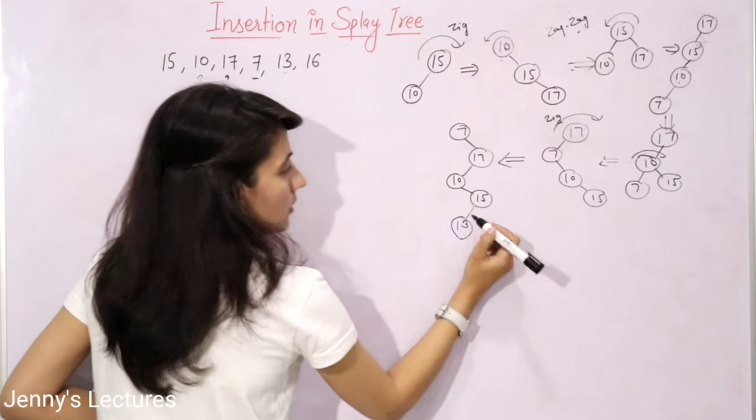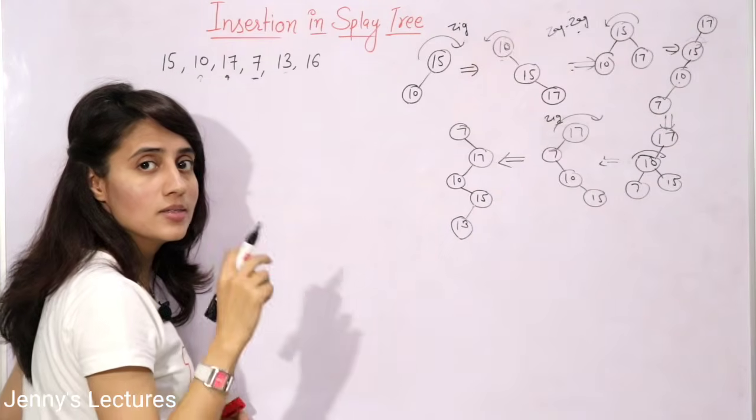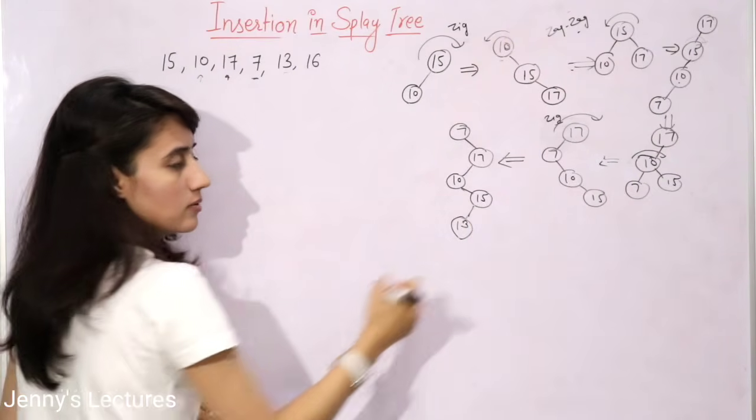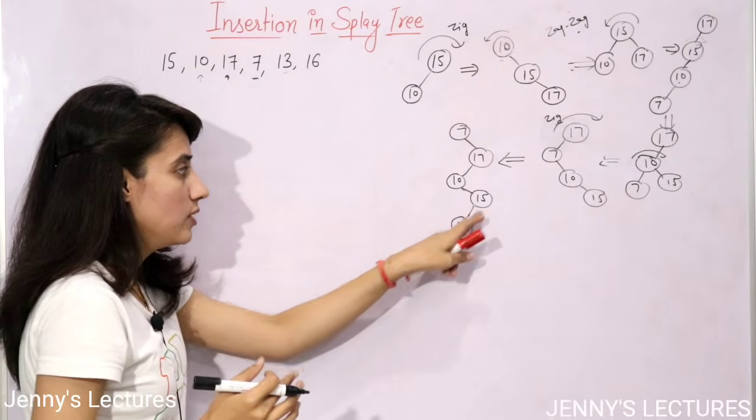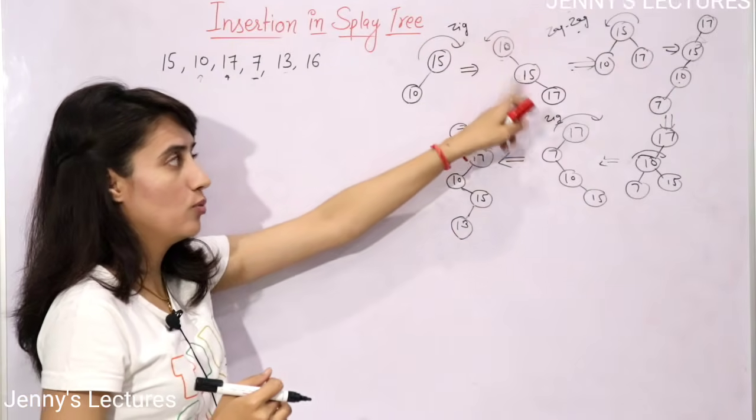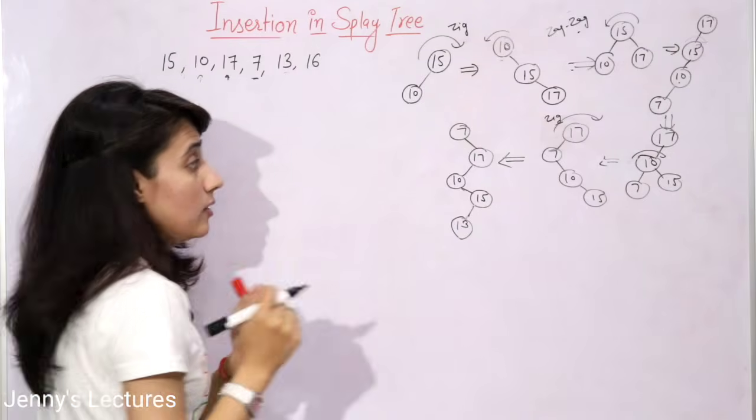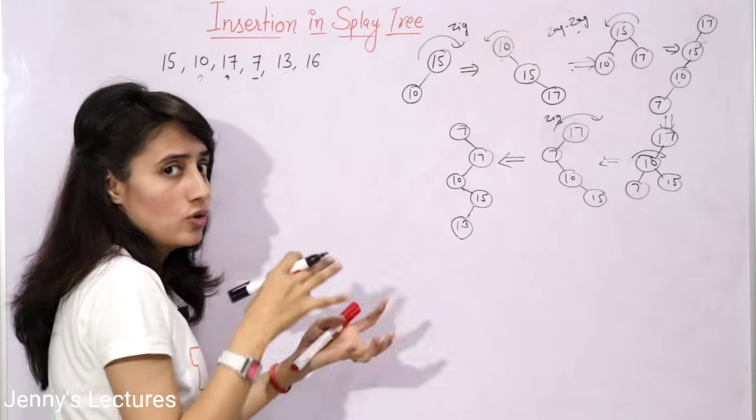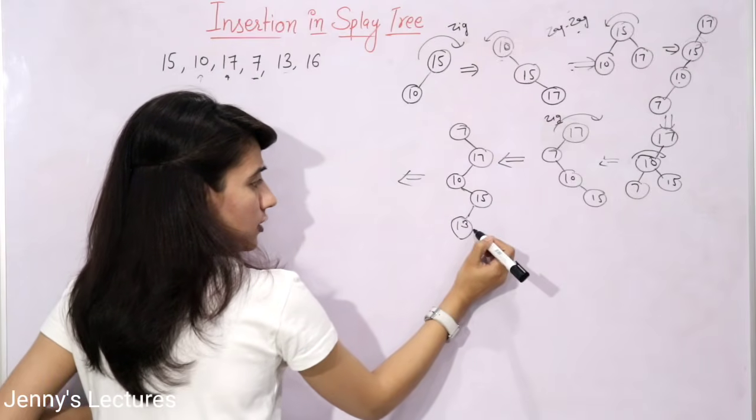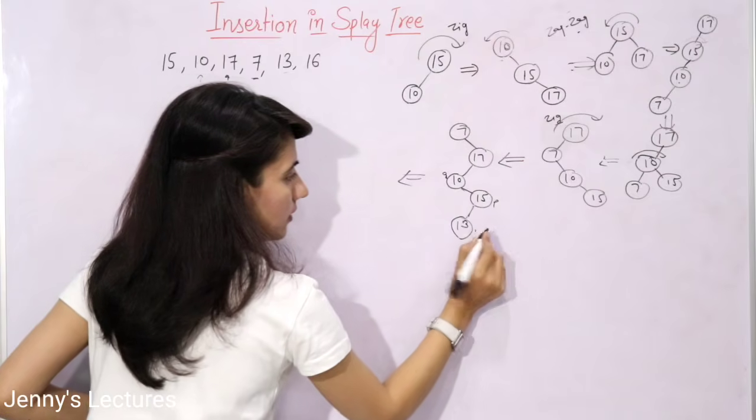Now see, 13 has a parent as well as a grandparent, but this is a zig-zag situation. Why so? Because these two are in opposite directions. One is in the left direction, one is in the right direction. It is not the case that both are in the same direction. So it is a zig-zag situation. Now you need to check which rotation to apply first, left or right. See, this is the node, this is the parent, and this is the grandparent, G, right?